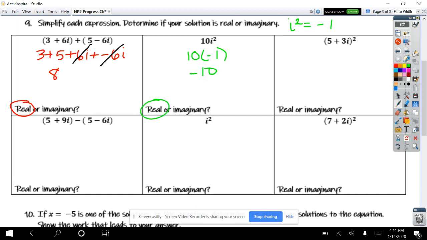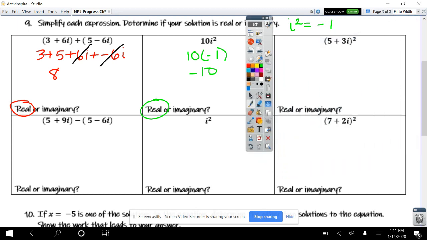5 plus 3i squared means we can rewrite this. So 5 plus 3i squared means 5 plus 3i times itself. So I'm going to write it out like this, 5 plus 3i times 5 plus 3i. That way I can FOIL.